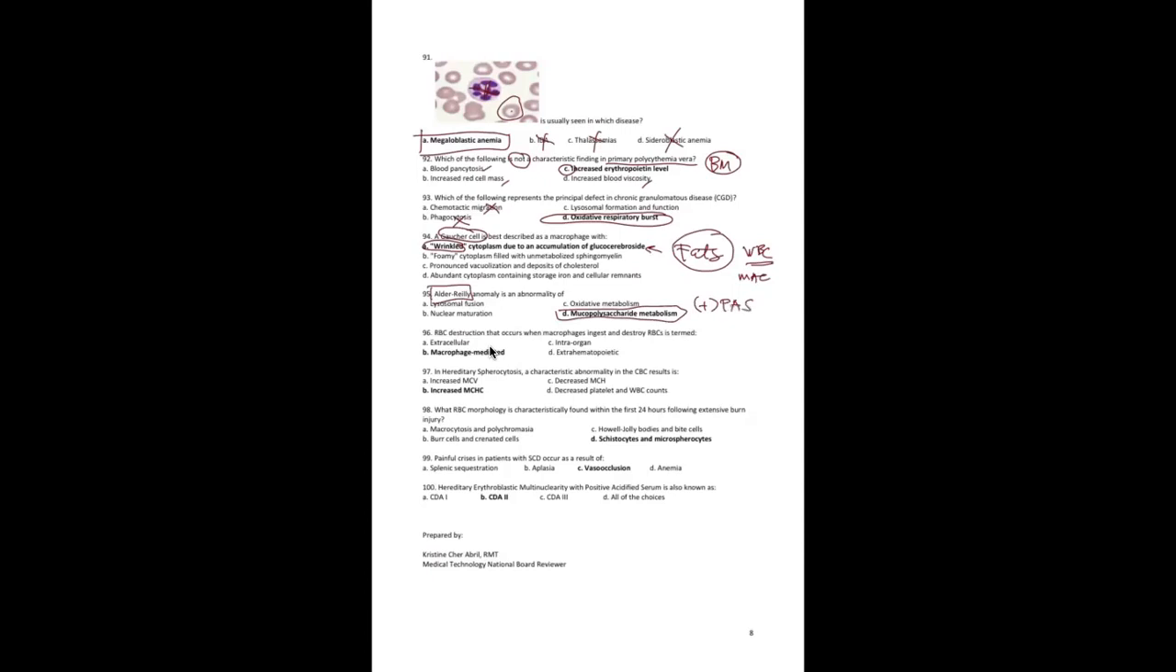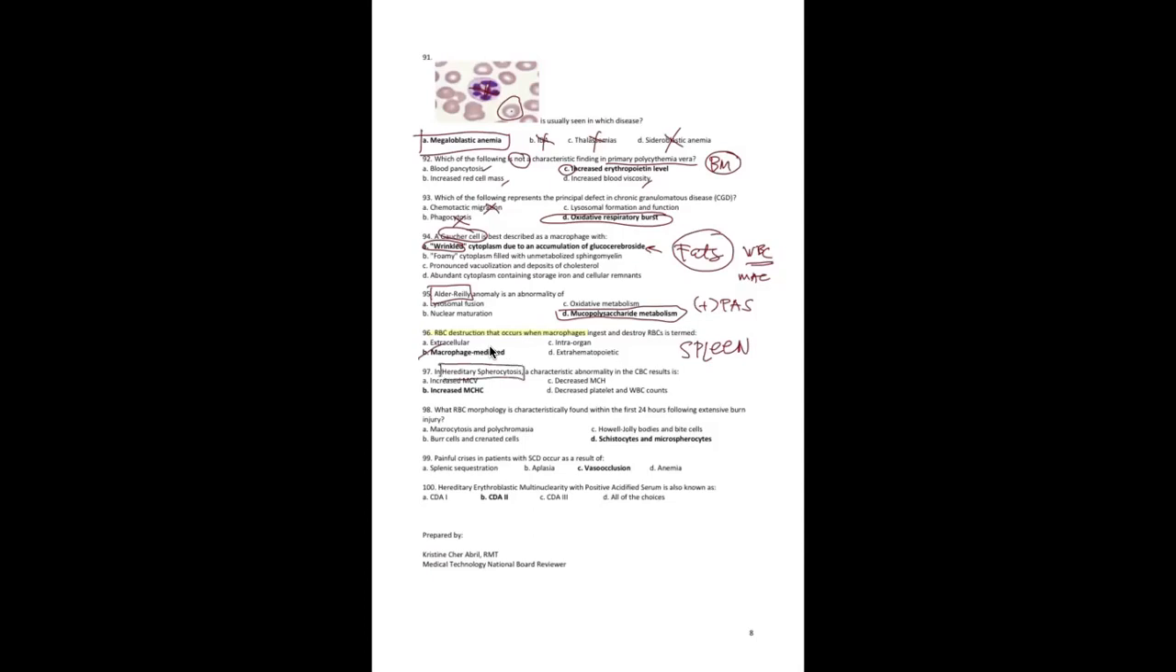Number 96, RBC destruction that occurs when macrophage ingest or destroy RBC. Obviously, ayan na siya. Macrophage mediated. Okay? Number 97, remember the spleen, that is the graveyard of your RBC. 97, in hereditary spherocytosis, a characteristic abnormality in your RBC result. Okay, hereditary spherocytosis.